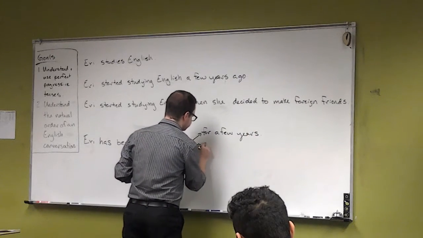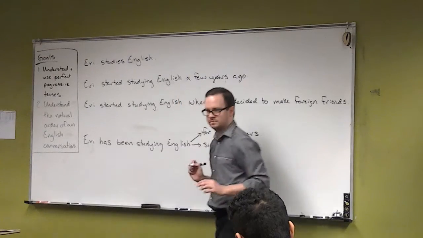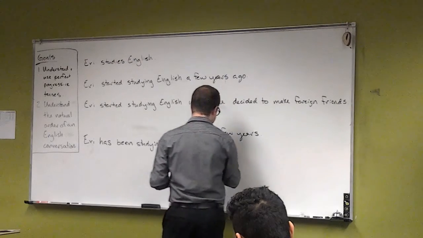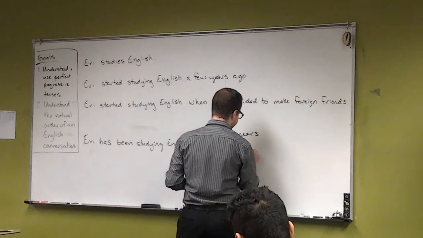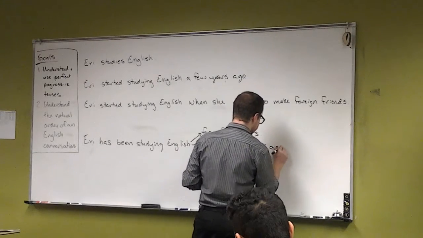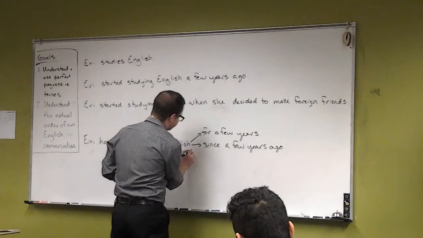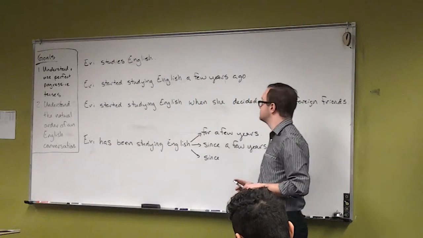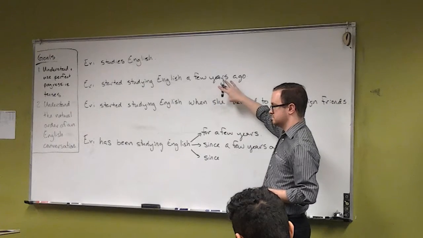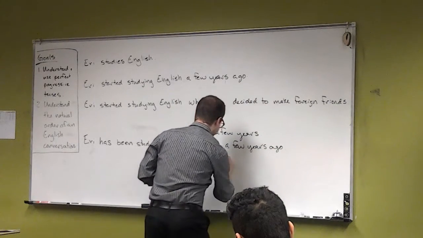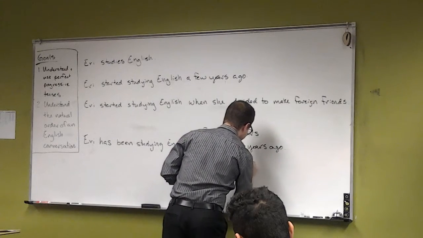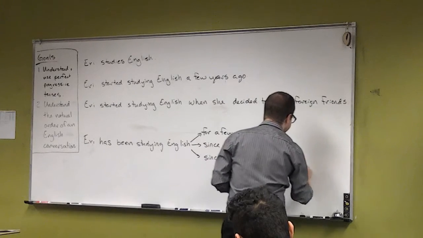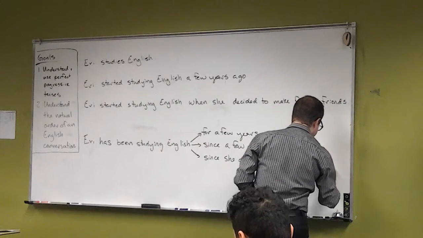What about with since? We can do since a few years ago. Okay? Or we have one more option with since, which is what? The specific time. She decided. Yes, she decided to make friends. Decided to make foreign friends. So what's it mean for like a lot?